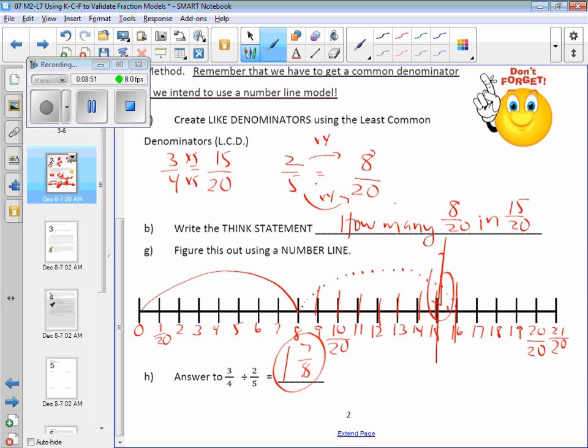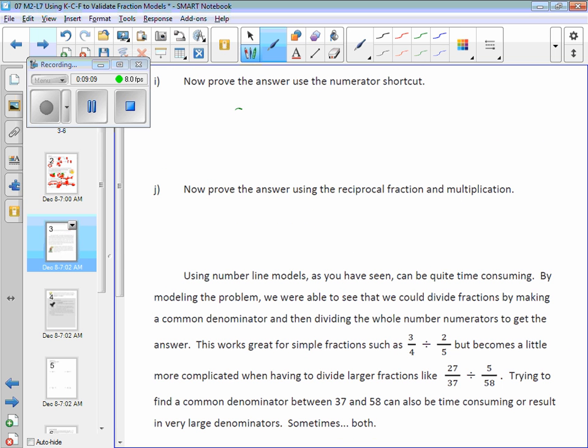The other way that I showed you this, and I know you probably forgot, was back in lesson 1, that if the denominators are the same, then we can divide by just the numerators. So now I have 8 into 15. That's the numerator shortcut. So it's 8 into 15, because my denominators are the same, right? 8 goes into 15 how many times? Only once.